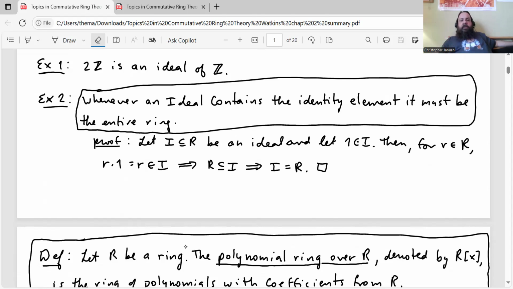Whenever an ideal contains the identity element, it must be the entire ring. And here's my proof. Let I be a subset of R, be an ideal, and let the multiplicative identity be an element of I. Then for r in R, r times 1 equals r, which is an element of I because I absorbs multiplication from the bigger ring, right? Therefore, R is a subset of I, and we already know that I is a subset of R, therefore I has to equal R.